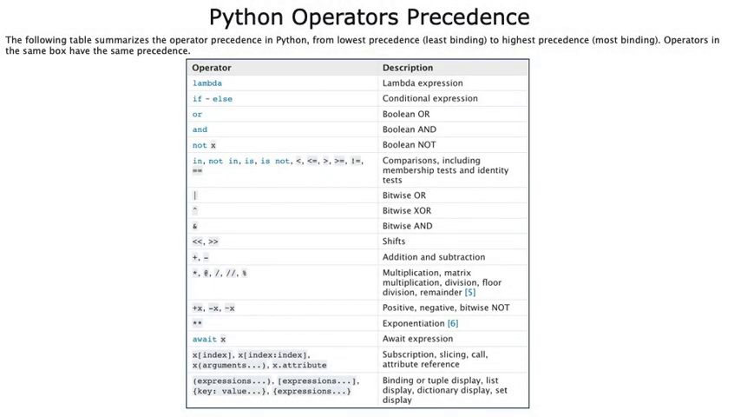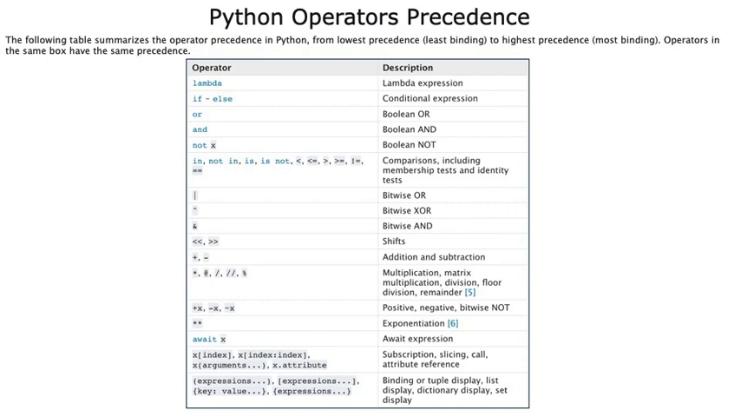So rounding out this whole talk on Python operators, we get to Python operator precedence. And you can think of this as what part of a statement, because some of our statements will be complex by the time we're done with all our classes and we start writing our code. What takes precedence? What will be evaluated first? So the following table summarizes the operator precedence in Python from lowest precedence, least binding, to highest precedence, most binding. The operators that are in the same box have the same level of precedence.